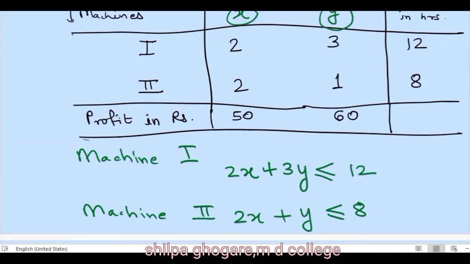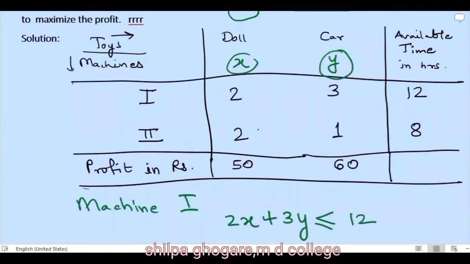Now, if you look at the profit per unit, it is 50 rupees for one doll and 60 rupees for one car. We have X dolls, so the profit would be 50X, and for Y cars it would be 60Y.